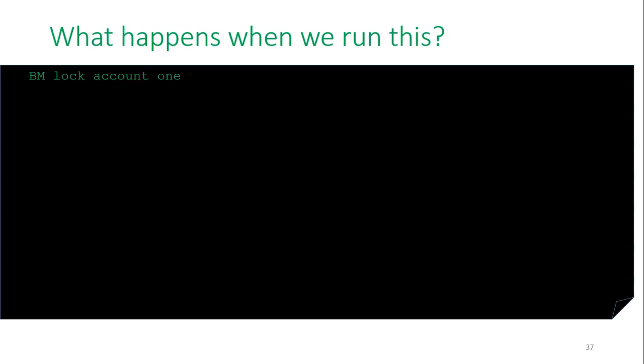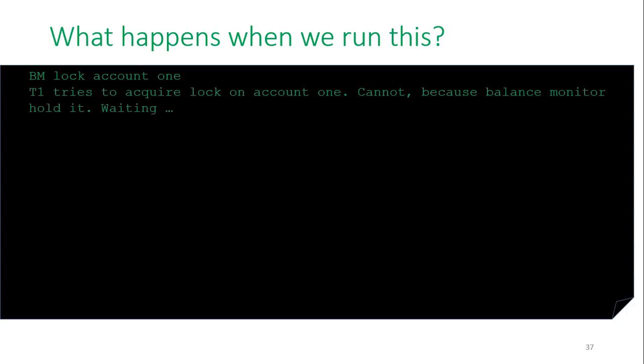So the balance monitor locks account 1. That's the account that it's supposed to monitor. That's the only account it's going to lock, okay? T1 tries to acquire the lock on account 1 because it's trying to, remember, move some money from account 1 to 2. It cannot because the balance monitor is holding the lock, so it waits, okay? The balance monitor reads the balance value, finally gets the result of the balance on account 1. Now it unlocks account 1. So a lot of time elapsed, okay? Like we had something like 1,000 seconds in our sleep for that get balance method.